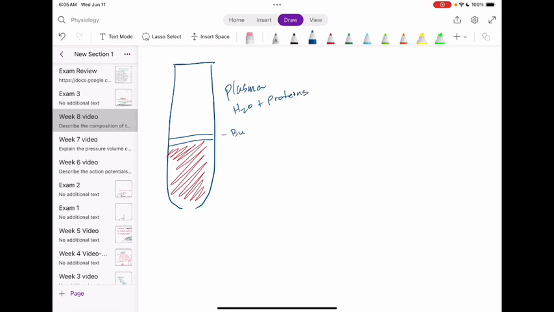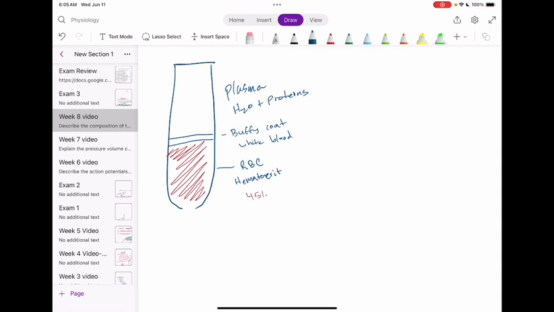We have the buffy coat, and that is all of the white blood cells. And then here we have the red blood cells, or we also call it hematocrit. Now, this is used more in a clinical setting where you calculate a hematocrit level. So a normal hematocrit level is about 45%.